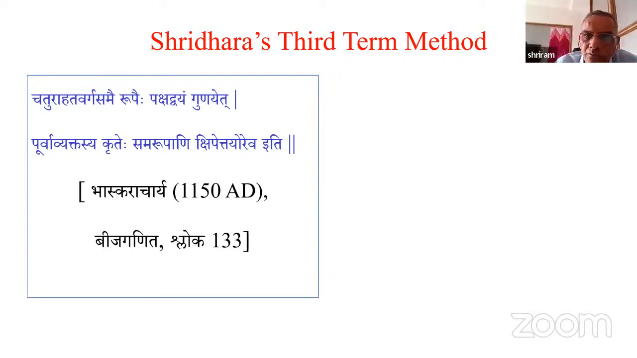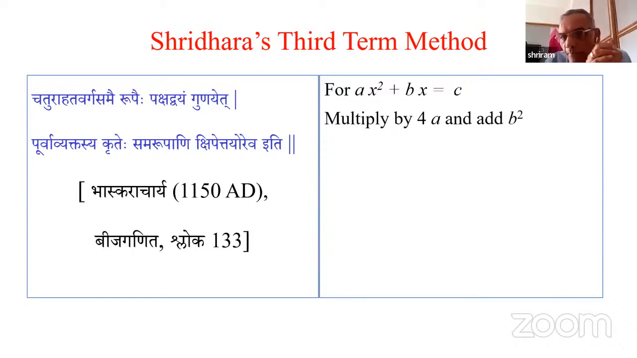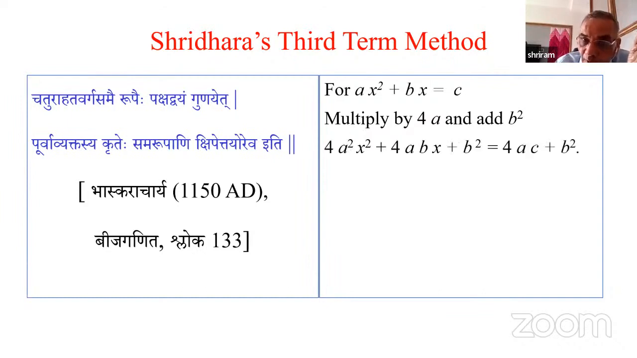Let us have a mathematical interpretation. Again, we start with ax square plus bx equal to c. What Sridhara says is chaturahata, meaning multiply both sides by 4a and add b square. First step, multiply both sides by 4a and then add b square. This will give me the equation 4a square x square plus 4abx plus b square. I am adding b square to both sides and multiplying by 4a. So the right hand side will be 4ac plus b square.